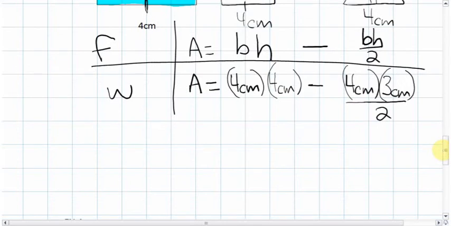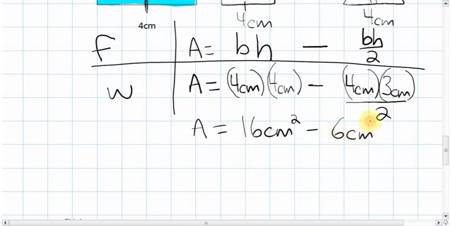Rectangle, 4 times 4 is simply just 16 centimeters squared. And then over here, 4 times 3 is 12 divided by 2, 6 centimeters squared. Remember to do the multiplying of the numerator first and then divide by the 2 last. 16 minus 6 is 10 centimeters squared.